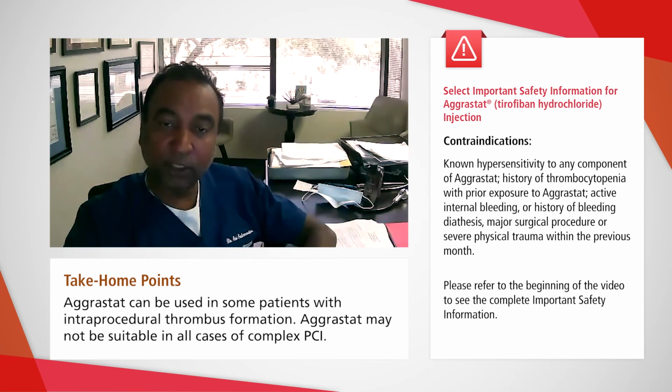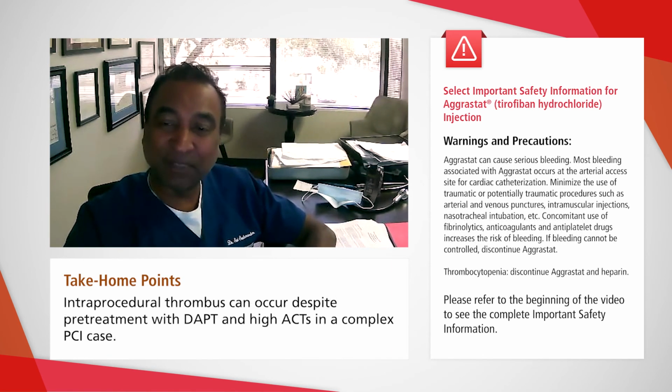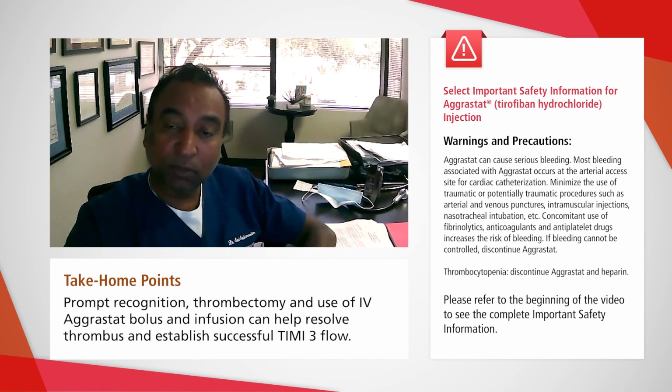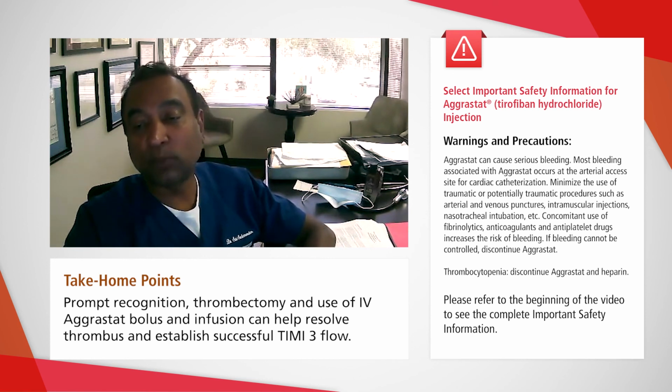Aggrastat can be used in patients with intraprocedural thrombus formation during a complex PCI. In this case, intraprocedural thrombus occurred despite pre-treatment with dual antiplatelet therapy and high ACTs in a complex PCI case. Prompt recognition, thrombectomy, and use of IV Aggrastat bolus and infusion can help resolve thrombus and establish successful TIMI 3 flow. Aggrastat use in this particular patient facilitated a successful PCI in a patient who had intraprocedural thrombus formation.